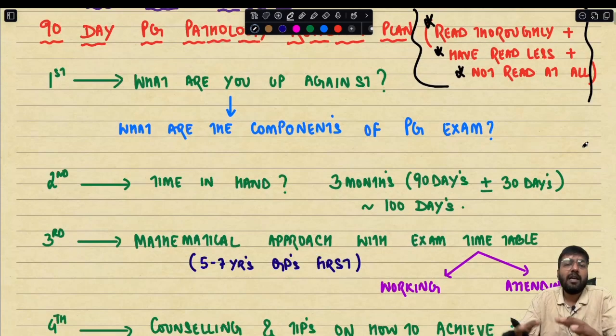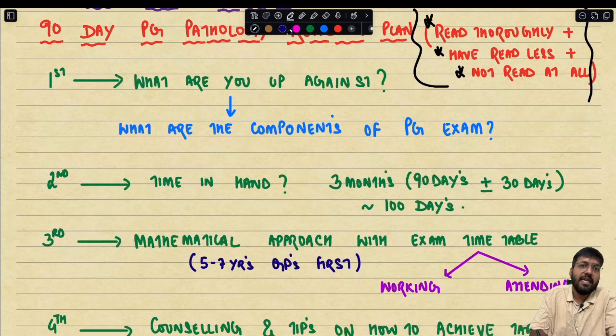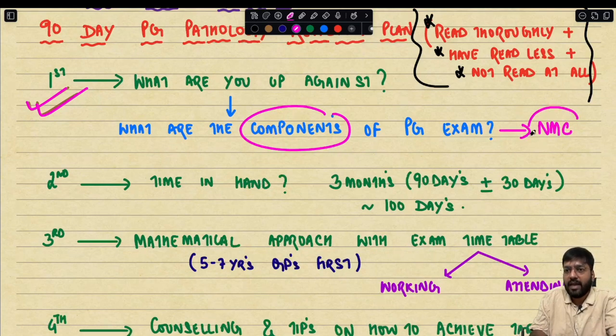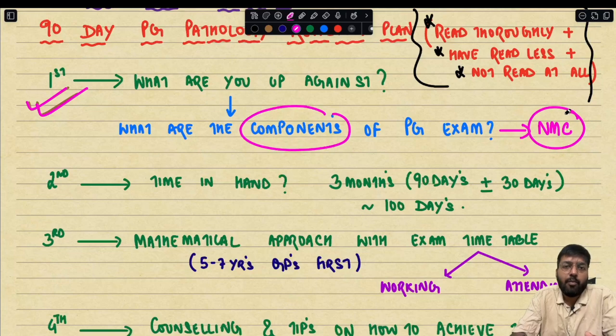So what will be the components discussed in today's topic? Firstly, we are going to discuss what you are up against, that is, the components of the postgraduate examination for pathology as given by the National Medical Council. Now, this particular component might vary from college to college, and all of the colleges may not follow the NMC guidelines strictly.